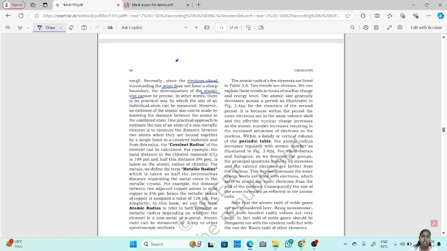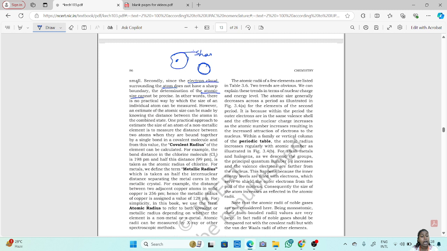You can't predict that because of the electron cloud around the atom. If this is an atom, there is an electron cloud, and that electron cloud doesn't have a sharp boundary. It doesn't have this circular shape. It is distorted, and because of this you cannot predict or determine the atomic size of the atom. Now in other words, there is no practical way by which the size of an individual atom can be measured. Theoretically we can't do anything, and practically also there is no way you can find the size of a single atom.